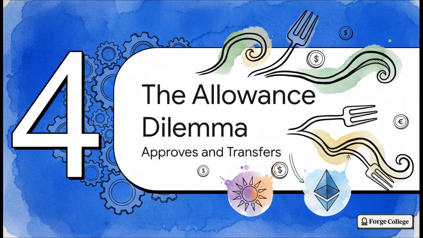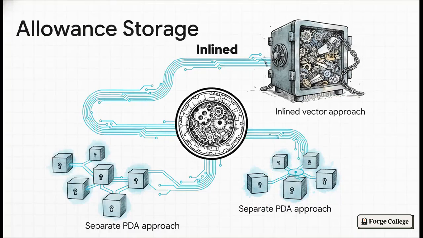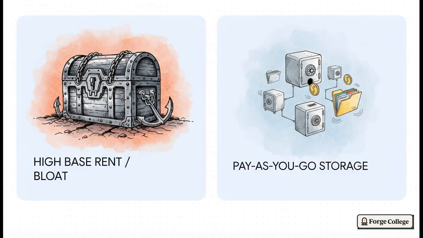Section 4. Solving the allowance dilemma. So, unlike the EVM, where allowances are just a nested mapping tucked inside the main contract, Solana gives us two primary architectural choices for state placement here. We can either use an inlined approach, which means cramming a bounded vector of allowances directly inside the user's main token account, or we can use a separate PDA approach, generating one distinct, completely isolated PDA for every single owner-spender pair. Let's weigh these trade-offs real quick.